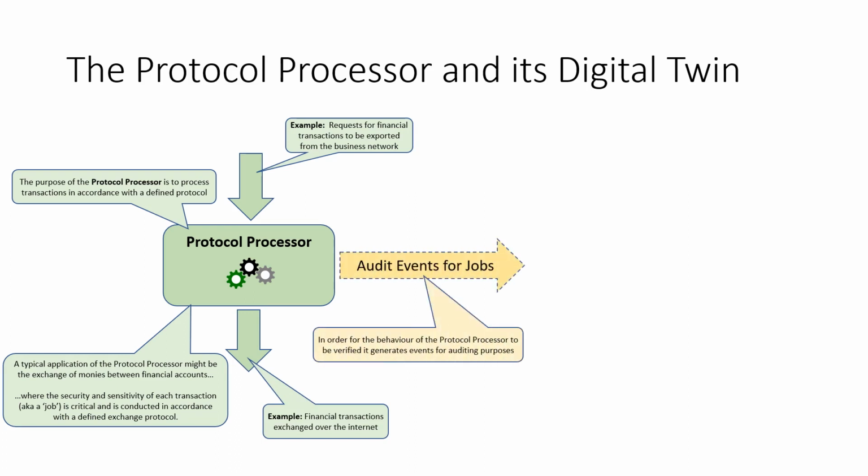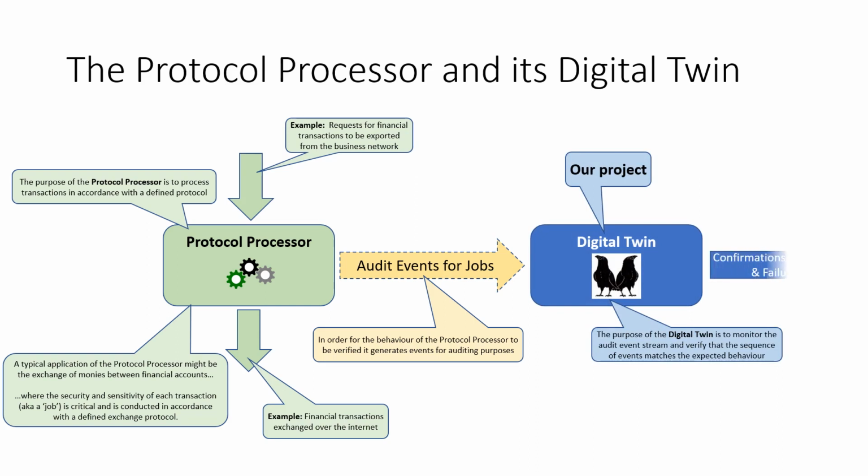In order that the behavior of the protocol processor can be verified at runtime, it's required to generate auditable events or messages, and these are monitored by the digital twin, our project in this case, and used to check for the correct behavior and various failure modes of the protocol processor, i.e. it provides an additional independent security guarantee that the protocol processor is behaving as required. Okay, that's a brief tour of the problem space. Now let's look at how the behavior verification requirements of the digital twin were modelled.